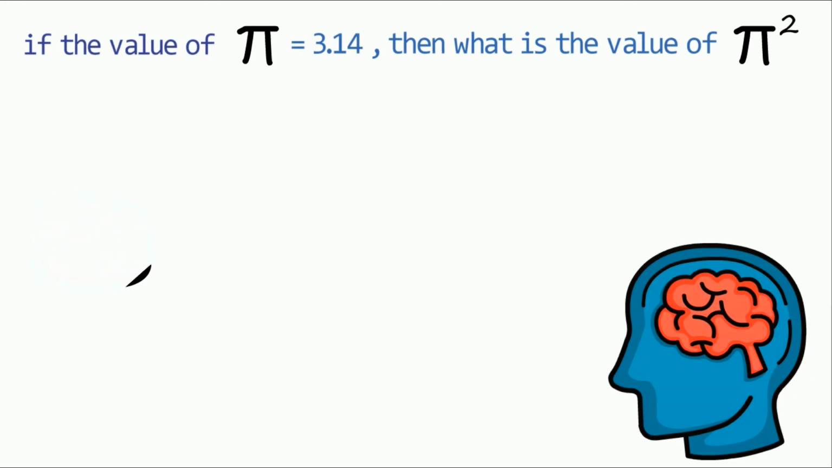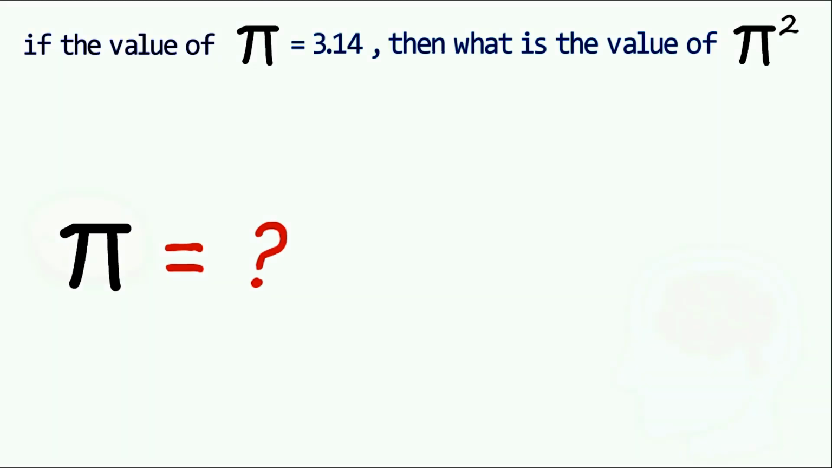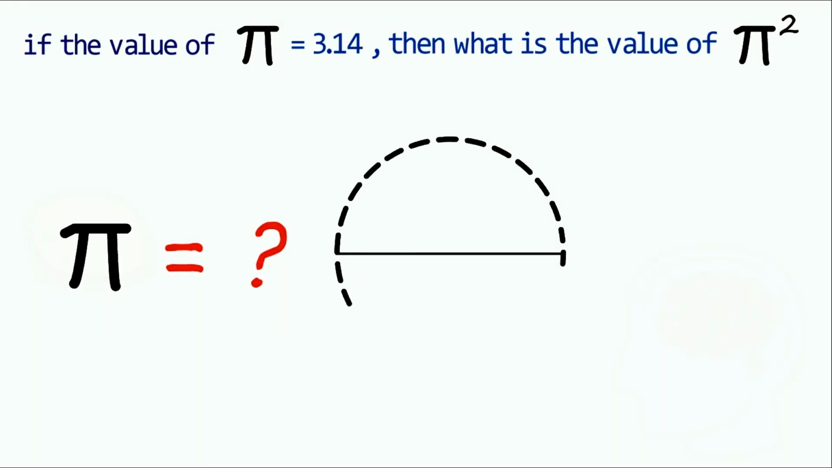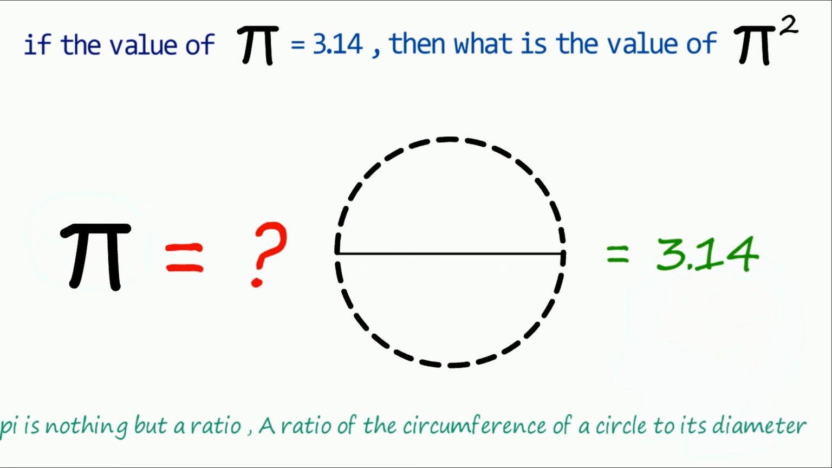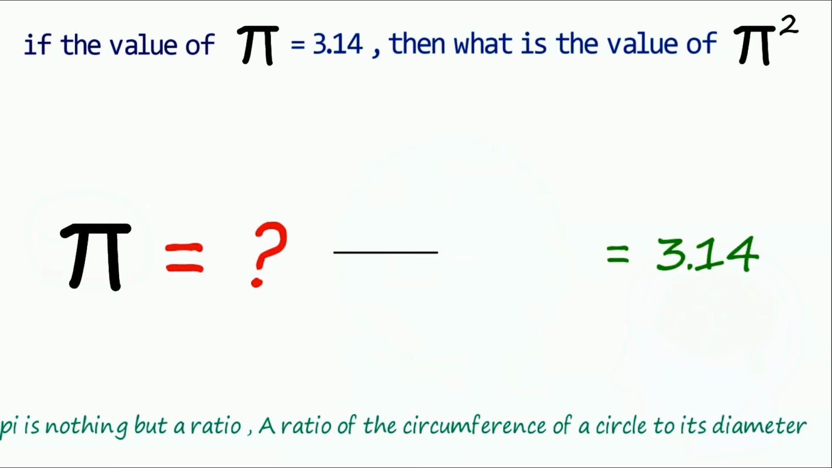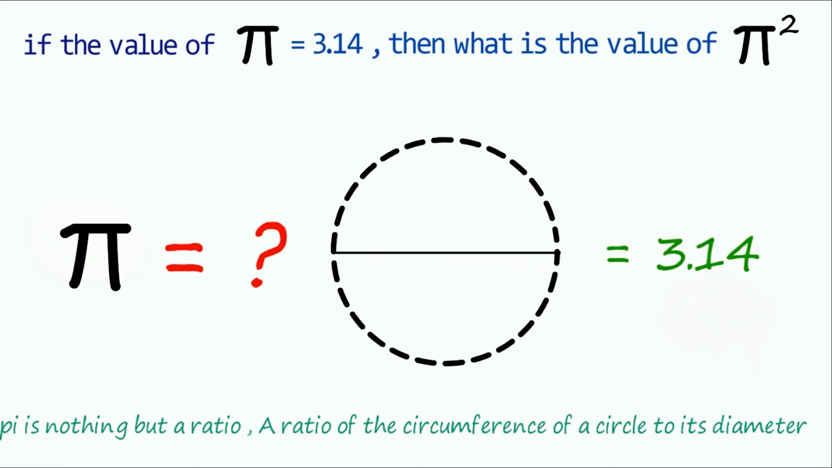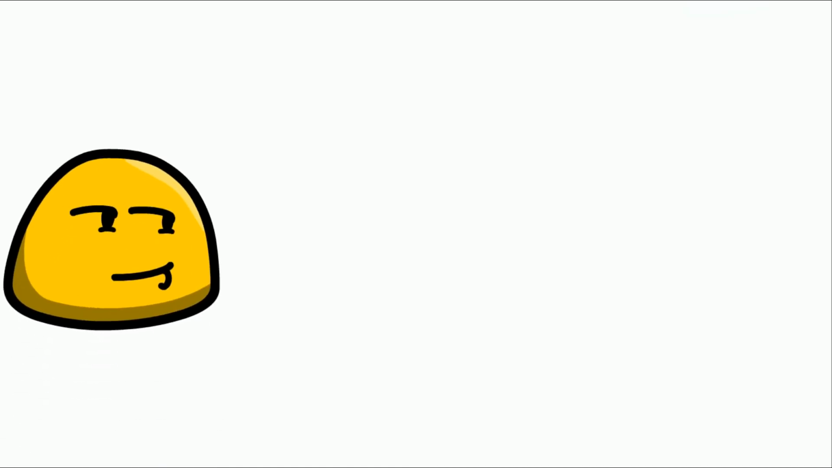Before we actually get into it, let's learn what pi actually is. If you divide the circumference of any circle by its diameter, you get a value which is 3.14, which shows that the ratio of the circumference to its diameter is 3.14. It could also mean that the diameter of a circle is always 3.14 times smaller than its circumference. Now that you know what pi means, you can solve the question by yourselves.